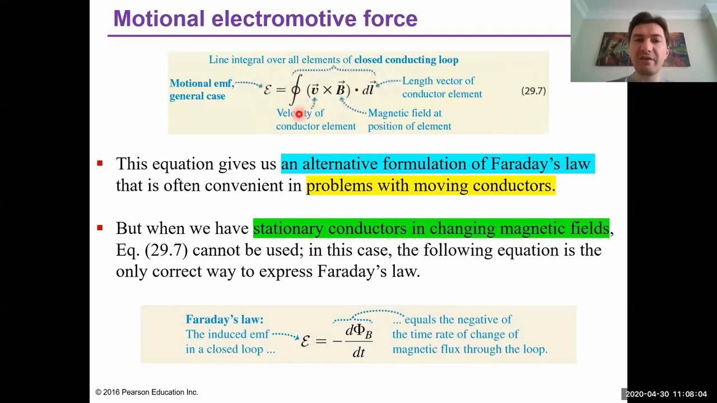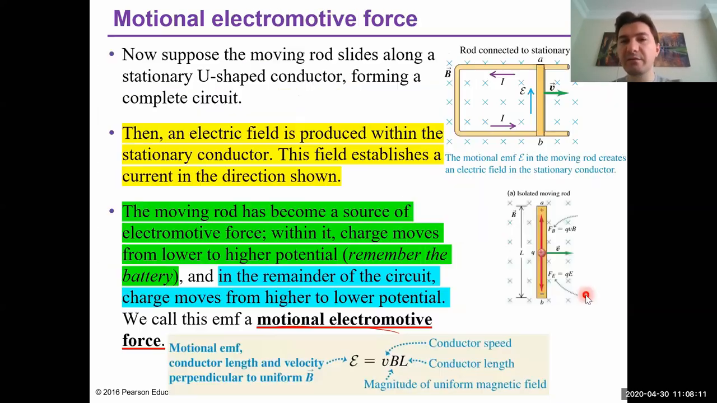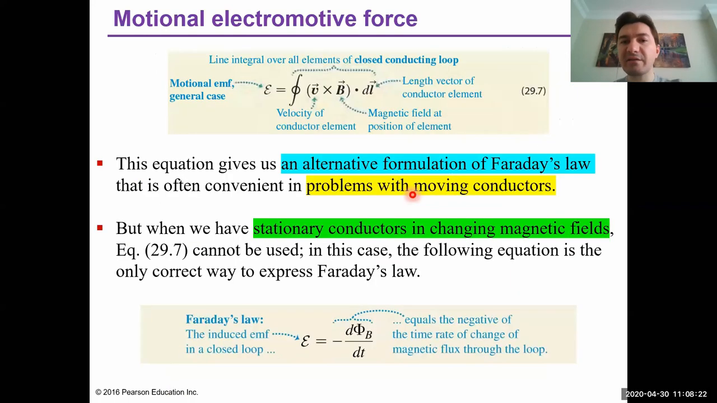So what we have here, we have a conductor, we have a magnetic field, a constant magnetic field, let's consider. And then the conductor is moving in that magnetic field. Then we have a motional EMF within the conductor.